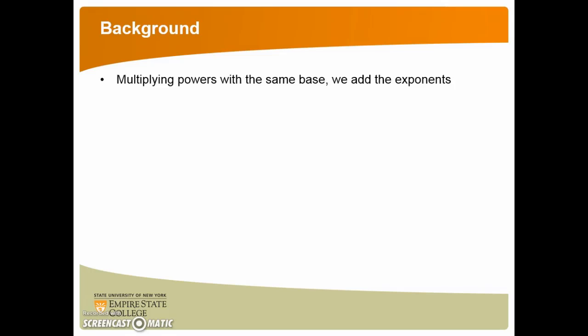Before we worry about multiplying polynomials, we need to ensure we remember how to multiply variables, especially when powers are involved. To multiply powers with the same base, we simply add the exponents together. For example, suppose we multiply 2x to the 5th power times 7x to the 4th. We multiply the coefficients and add the exponents. Our answer would be 14x to the 9th power.